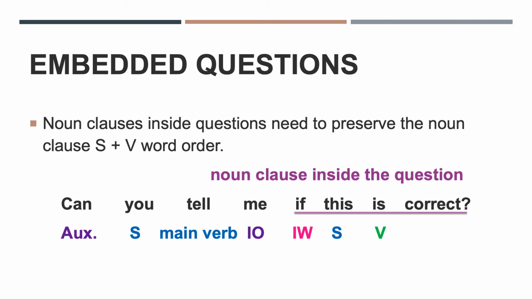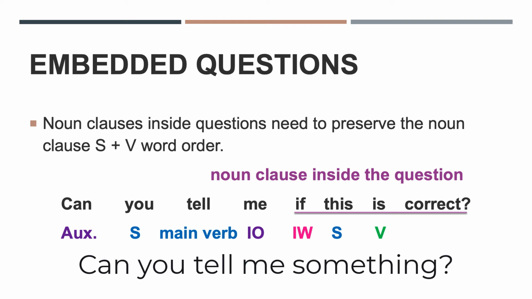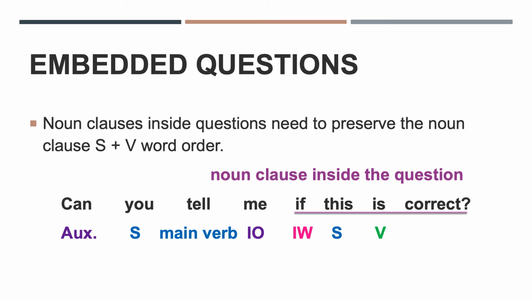Now, can you tell me what? That means I need an object. Then I can say, can you tell me something? Well, can you tell me if this is correct? You have the introductory word if, you have the subject this, and then you have the verb to be as the verb.